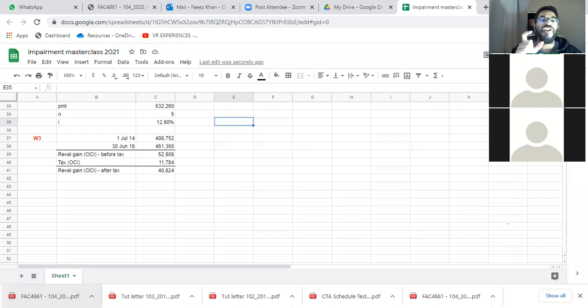We first reduce the revaluation gain until it is 0. Anything above that, we will recognize through profit or loss. So I'll explain to you when we get to the allocation, then you will see how all this fits into play. Why did I do the calculation now?